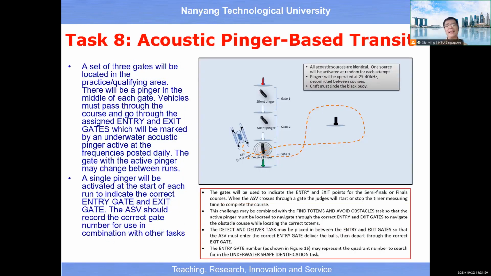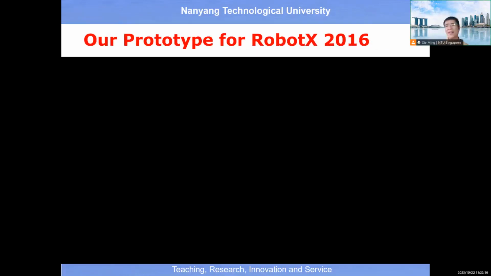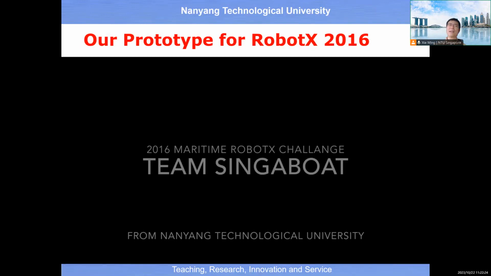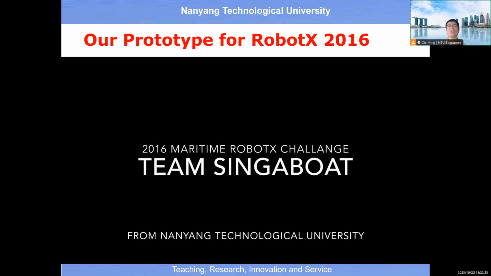And this is another competition task which requires the autonomous surface vehicle to be able to hear, to detect the presence of an emitter of acoustic signal, and based on the detection result, the autonomous surface vehicle must undertake a specific behavior or task, right? And this video summarizes what we have done for the year 2016's competition.